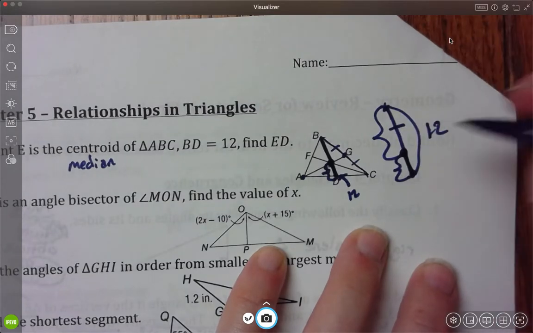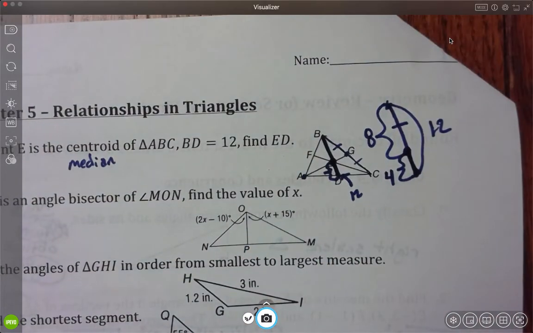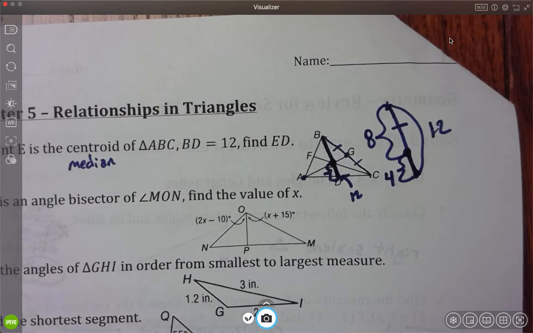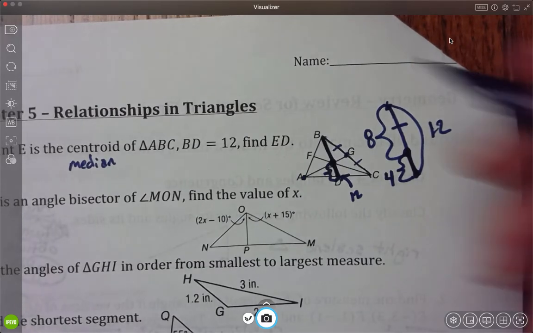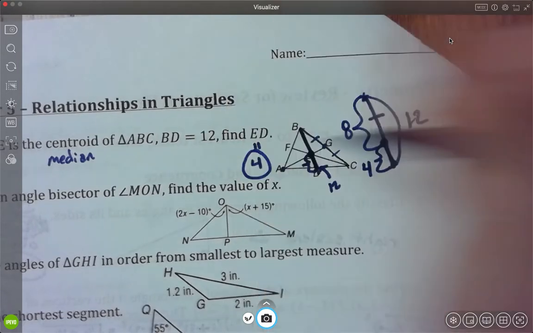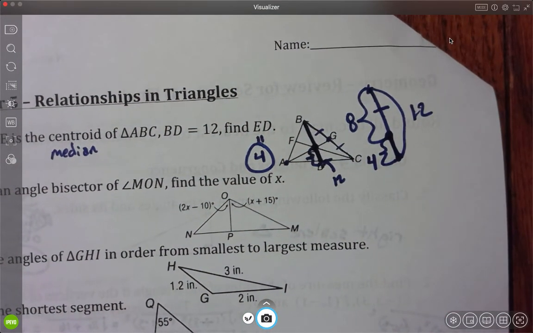So you can kind of think about this. That relationship would have to be 8 and 4, right? 8 is double what 4 is, and added together would be 12. That's the only combination that I can do. So that means that ED would have to be equal to 4. All right, so that was the rule with centroids, okay?